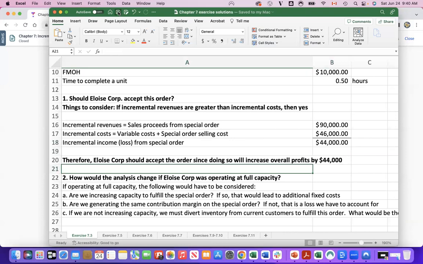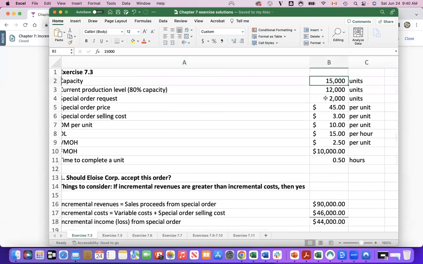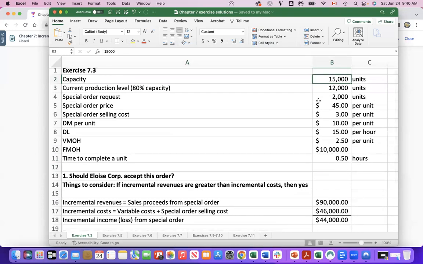You would have to consider a few additional items. If we're operating at full capacity, things we'd have to consider is if we were to try to accept this order, we'd have to increase our capacity from 15,000 units to at least 17,000 units to fit this special order in. And then you have to go through the thought exercise. Okay, how do we increase capacity? Well, we probably need a bigger space. We need more machinery, more equipment, more material, more labor, more support. So those are all additional costs we would have to incur to fulfill this special order.